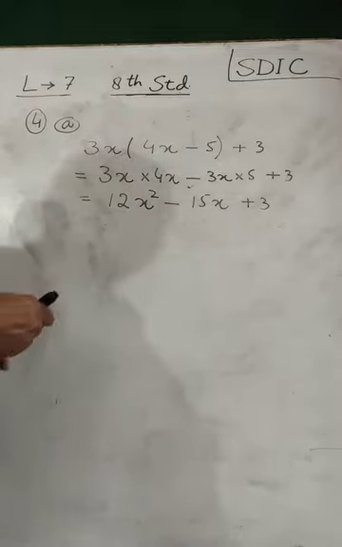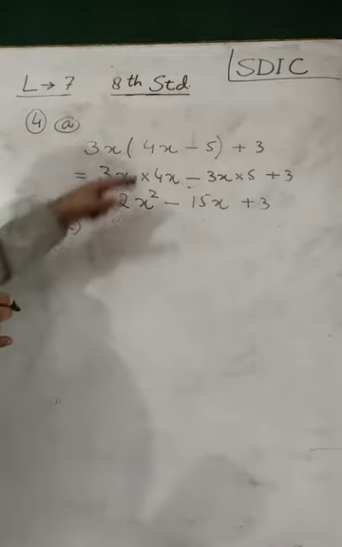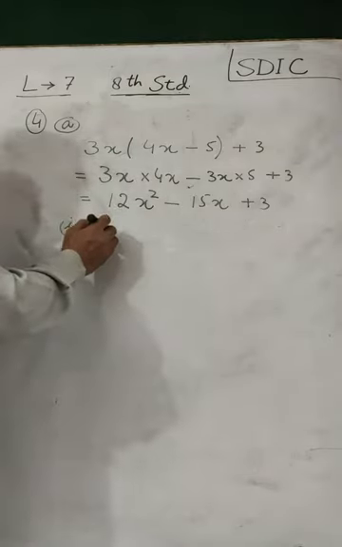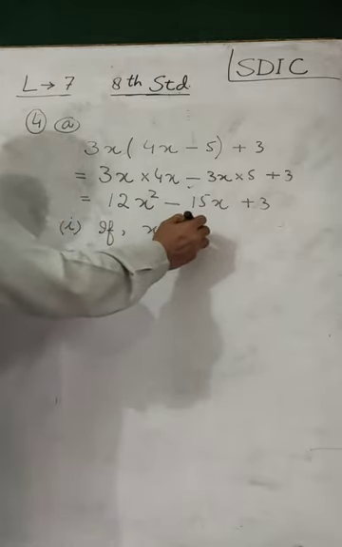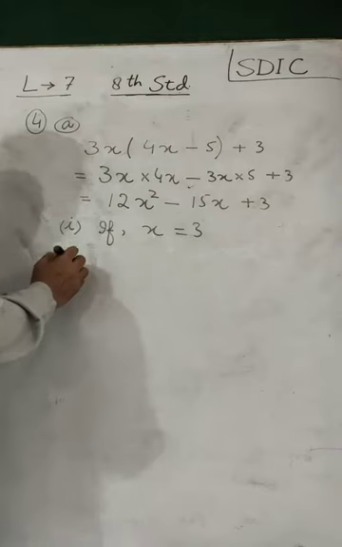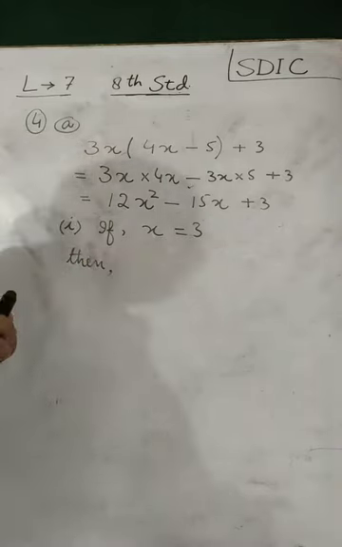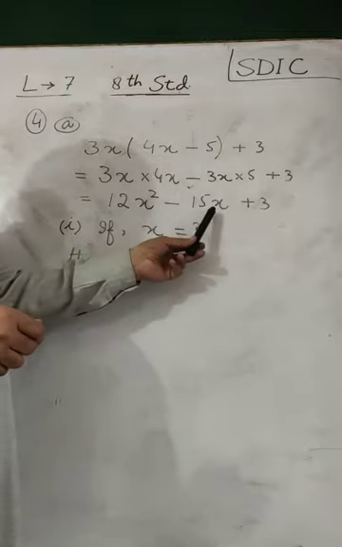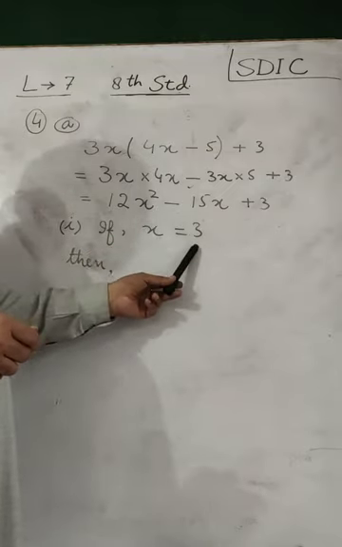Now, having simplified, we are asked to find the value of the given expression for two values of x. The first value of x is 3. So let us choose x equal to 3. If x is equal to 3, then what will we get? How will we get the value? What we have to do is replace x. Wherever there is x in the result, you have to replace that by 3.